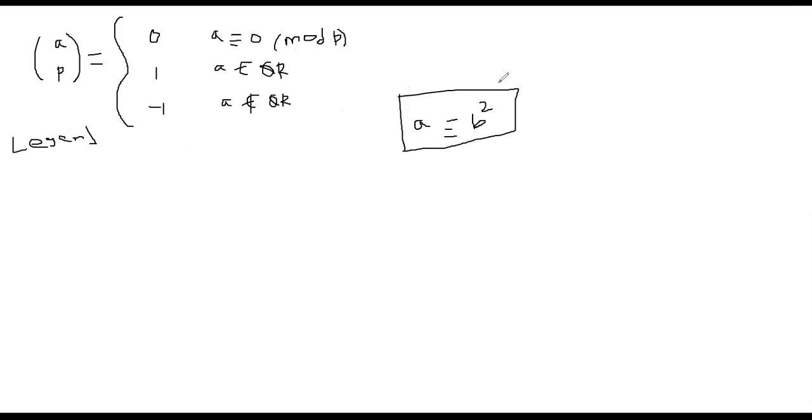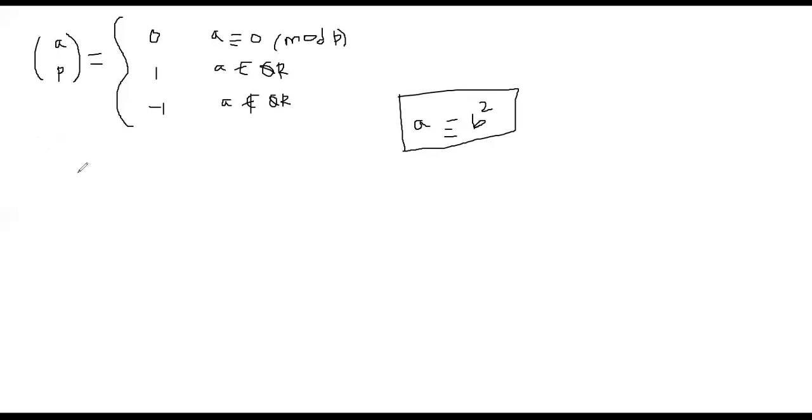So I will leave it there. And then I'm going to talk about something called Jacobi symbol. Okay. Which is an important concept we need for our crypto system that I'm going to build later.